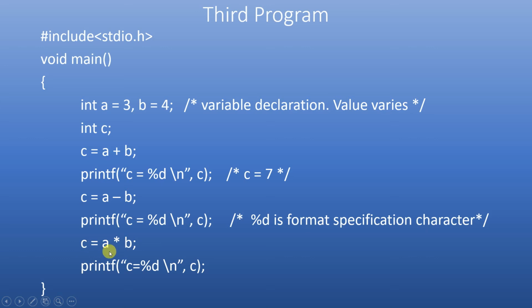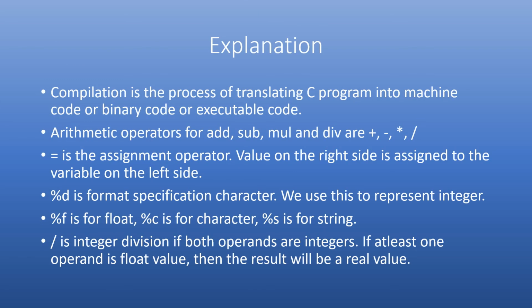Here I am performing the multiplication operation on A and B. So what is 3 into 4? 12. So 12 will be assigned to C. So C equal to 12. This program I'll be demonstrating in the Dev C++ IDE in the next session. So these are the concepts we have learnt from the previous program.